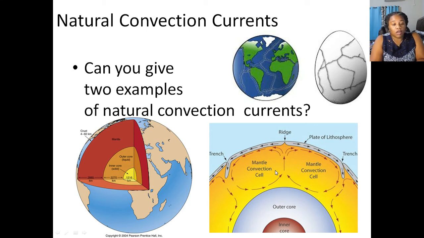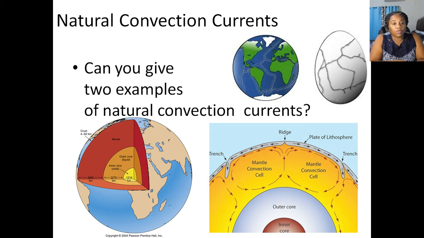Remember we said convection happens in fluids? But just imagine now that we have fluid rock. It's basically melted rock. It's so hot that the rocks become melted. And in there, because it's a fluid, you have convection currents. These convection currents cause tectonic plates to move. And so that is why you have earthquakes.